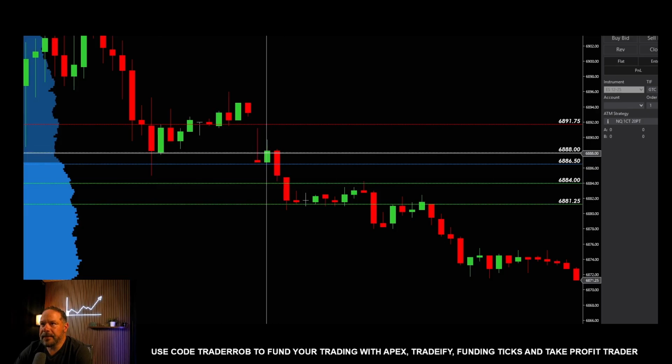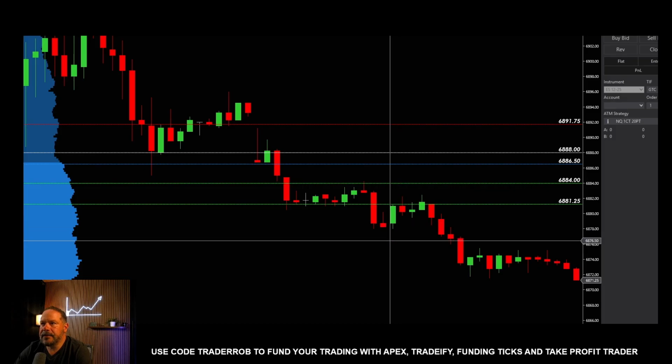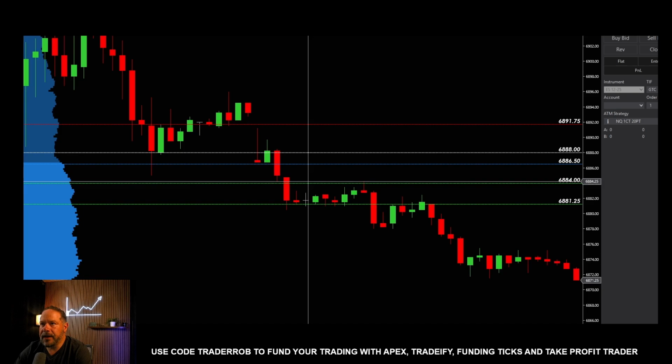What does that mean to me? It means that we've left liquidity here. And that is exactly what I am looking for, is unbalanced volume always.